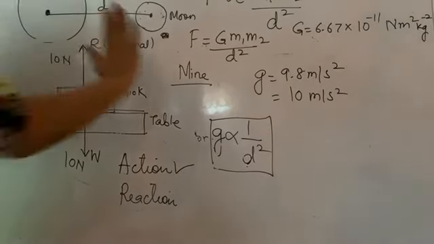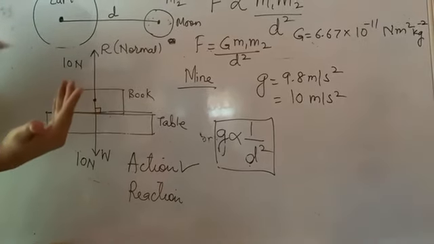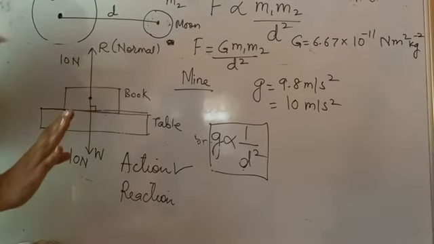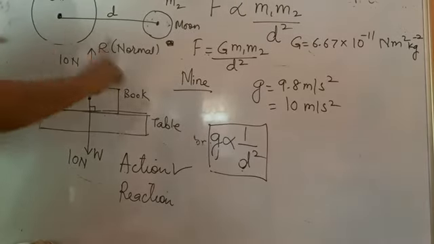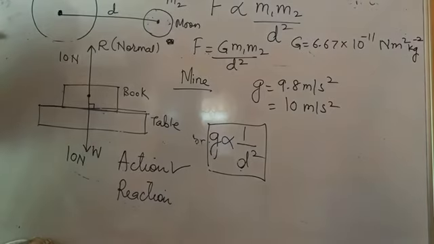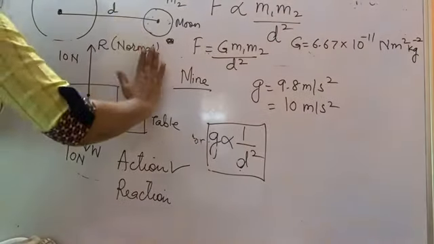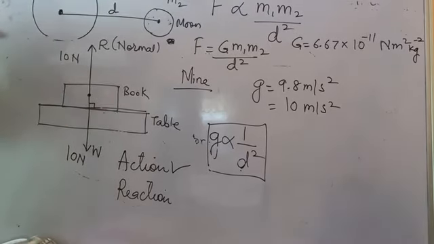So if the action force is 10 Newton or 15 Newton, the reaction force will be in the opposite direction with the same magnitude. That's why we say equal and opposite. Equal, because the magnitudes are equal. Opposite, because they are in the opposite direction. So one is plus 10 Newton, the other will be minus 10 Newton. This completes your third law of motion.